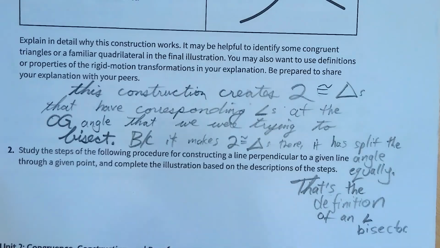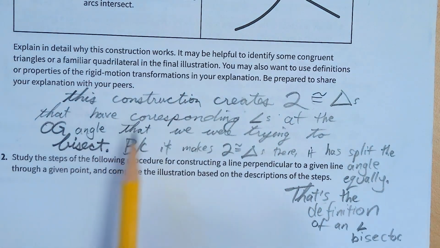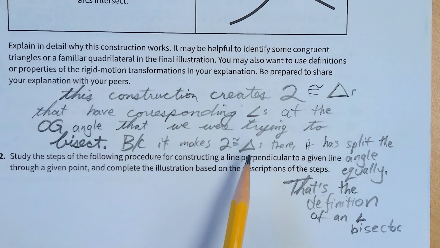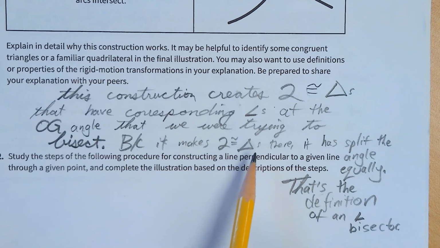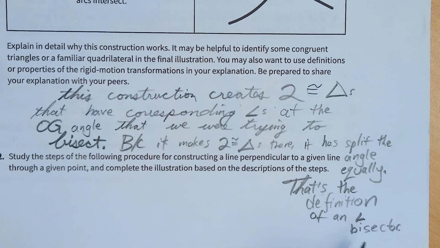Let's see how I wrote it earlier. This construction creates two congruent triangles that have corresponding angles at the OG angle, the original angle, that we were trying to bisect. Because it makes two congruent triangles there, it has split the angle equally. That's the definition of an angle bisector.